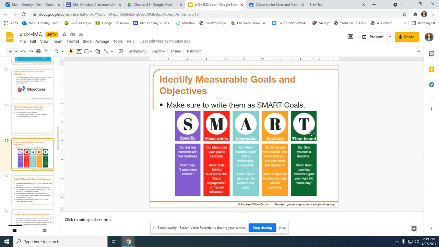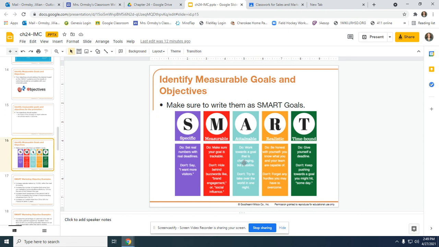So, it shouldn't just be like, I want more visitors. You want to set real numbers with real deadlines. You should not say, I want there to be more brand engagement or social influence. You want to make sure that it's trackable, so there's an actual number attached to it.